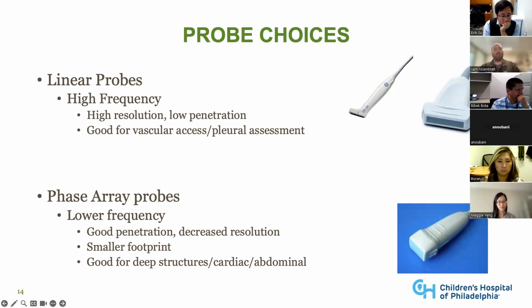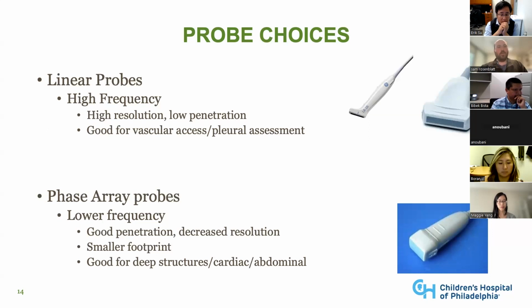We also use it for our pleural assessments, mostly for the younger kids who have limited adipose tissue and don't require a significant amount of penetration. We then have phased array probes, which are these rectangular looking probes here, a little closer to a square, that are usually lower frequency probes. So remember that means they have better penetration, but decreased resolution.